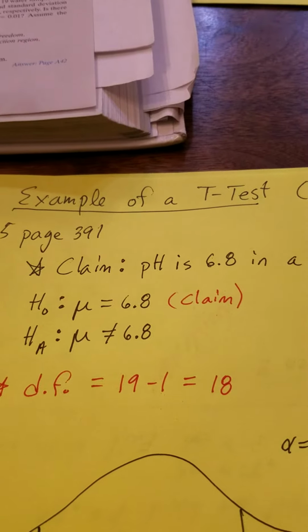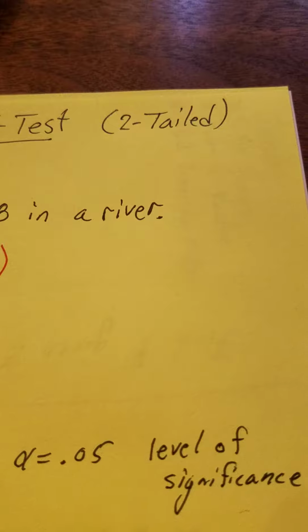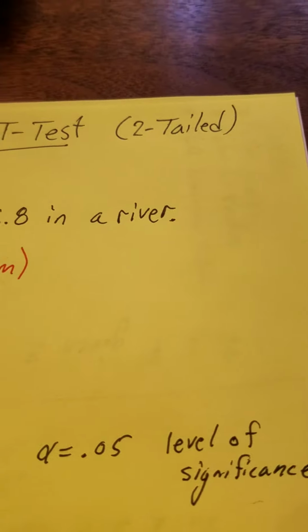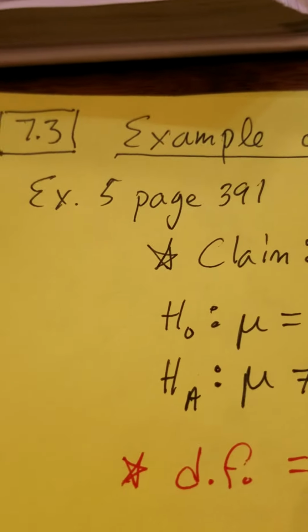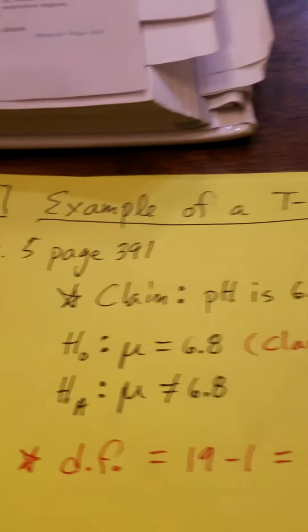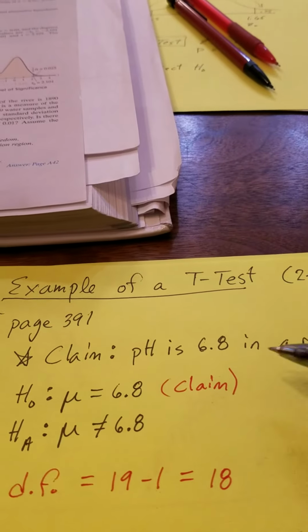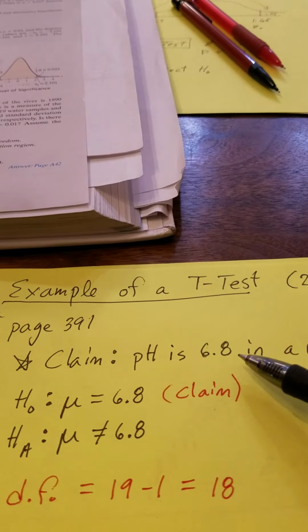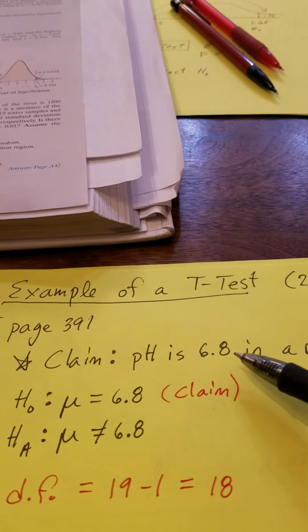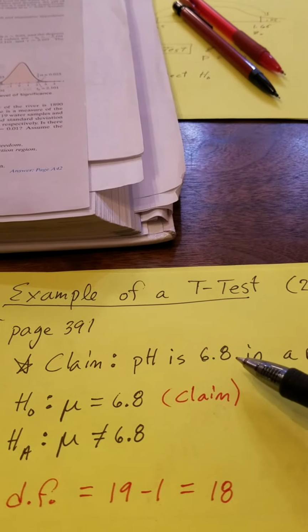An example of a t-test. Okay, I'm going to do a two-tailed because they're a little bit trickier. I'm going to use example 5 on page 391. Here there's a claim by this industrial company that the water in a river next to their plant has a pH of 6.8. So you're going to test that.